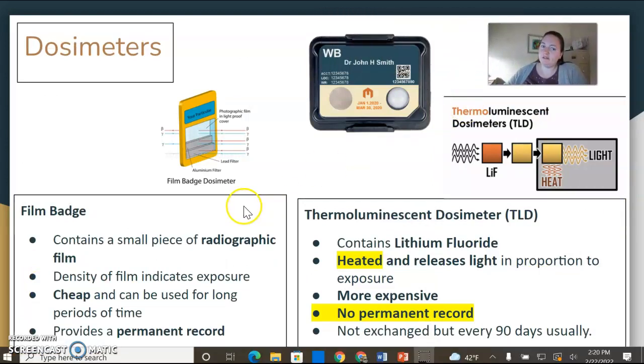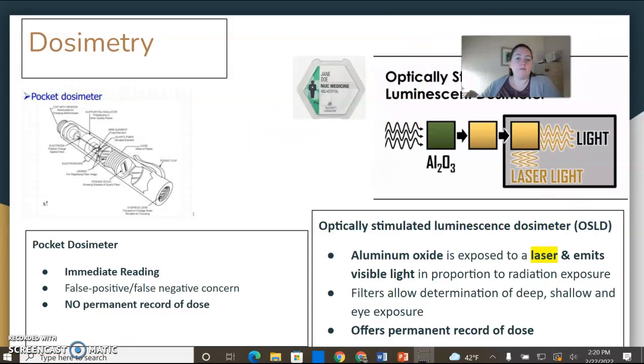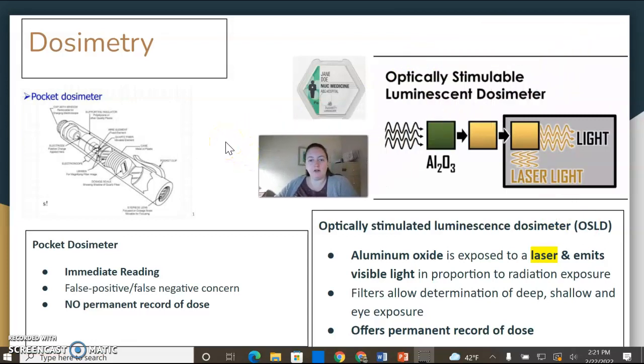Types. Film type, pretty self-explanatory. It contains film. It's fairly cheap, and it does provide a permanent record. The TLD, the thermoluminescent dosimeter, contains lithium fluoride. It's heated, so remember therm was heat. Heated and releases light. It's more expensive, and there's no permanent record, which is not ideal. But remember, lithium fluoride, heat, light. Okay. The pocket dosimeter over here gives you an immediate reading. There is, however, no permanent record of dose.